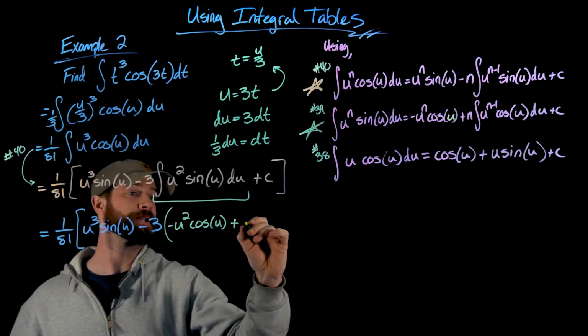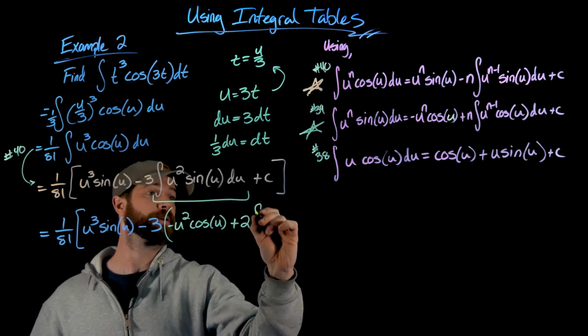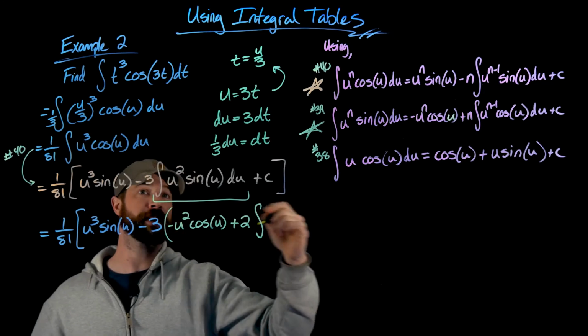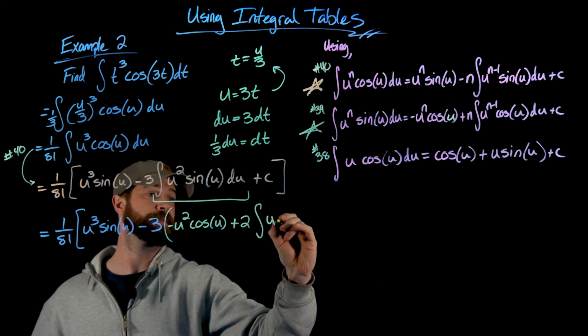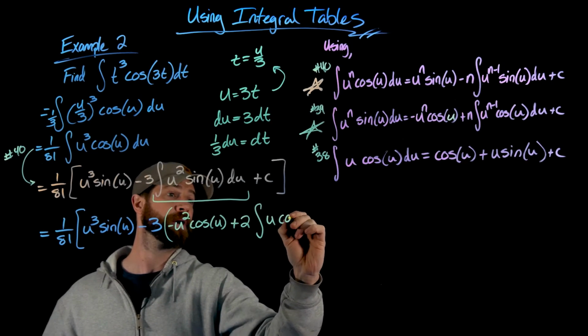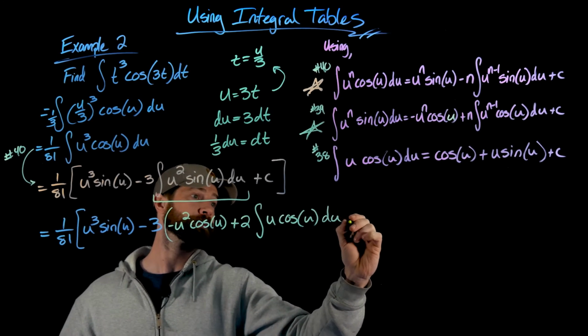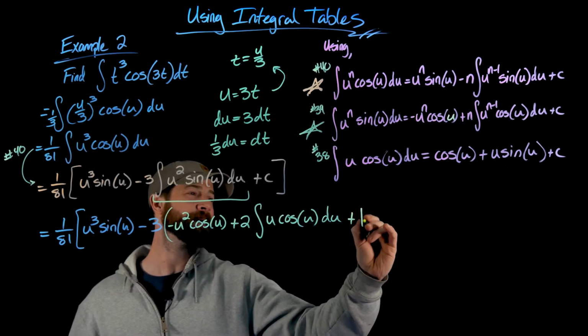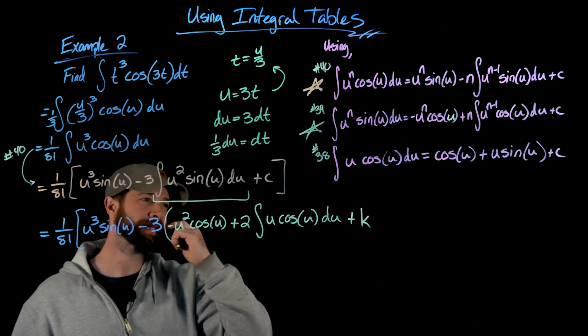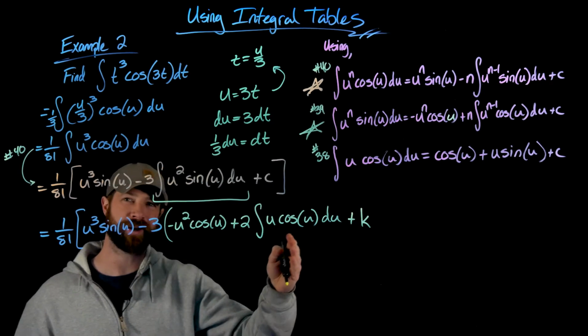N in this case was a 2 times the integral. And now I have n minus 1. 2 minus 1 is 1. So I have u to the 1 power cosine of u du plus k. And important to say in this case is that I'm going to have this running constant that I'm going here.